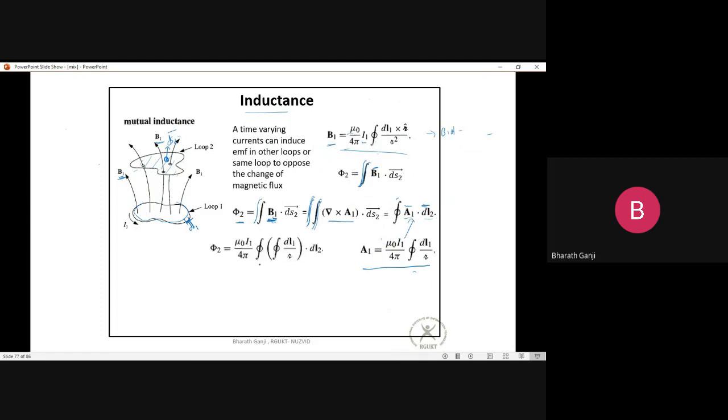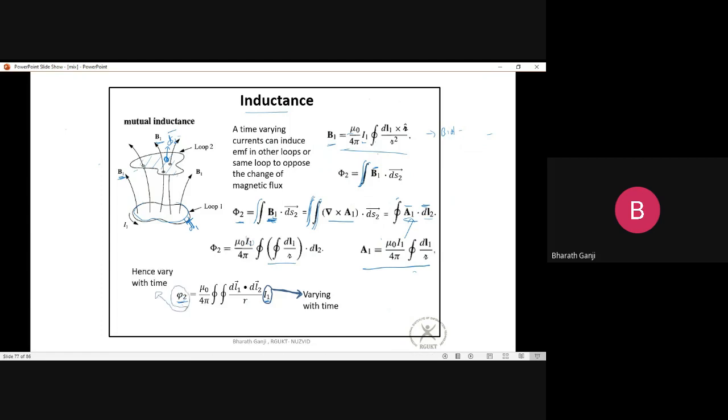If I do that, in place of A1 bar I have placed the A1 bar expression. You can rearrange these terms so that there are two integrals, a double integration of dl1 dot dl2 by r, times some I1. I brought this I1 to the other side. If your current I1 is varying, then the flux will also vary with time.